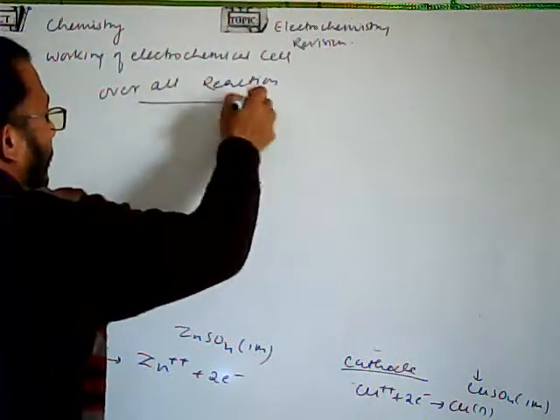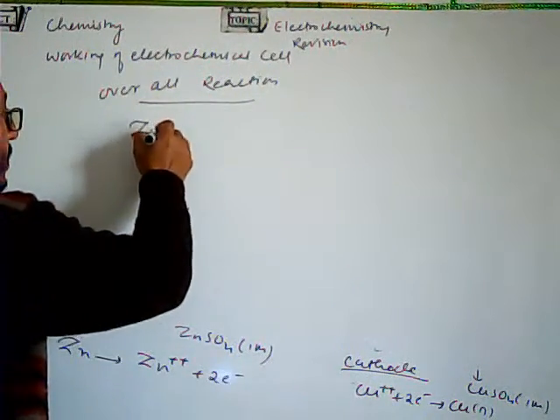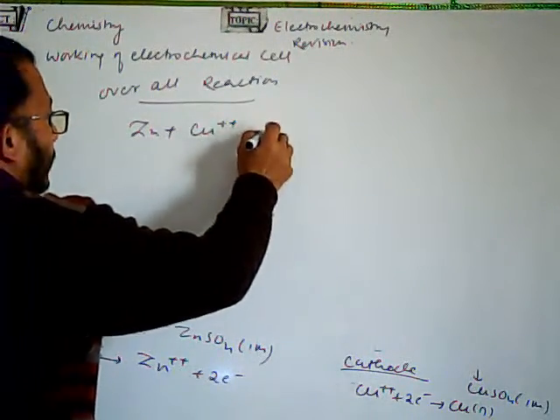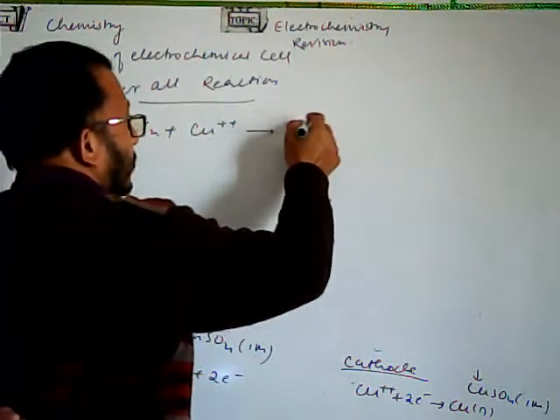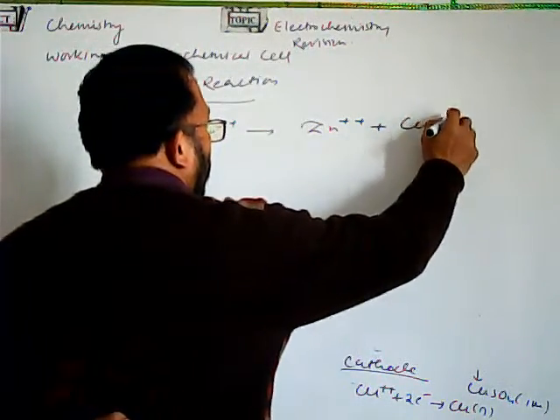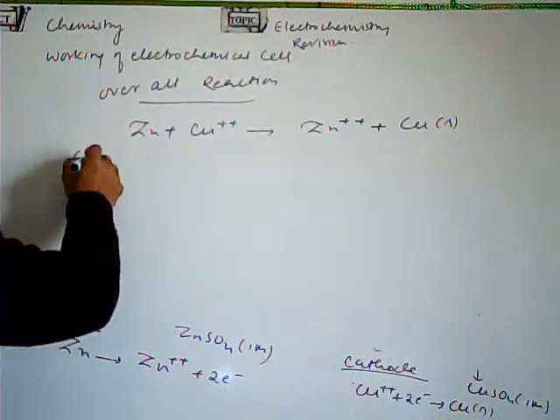Now, the overall reaction is: add these two. So zinc is combining with copper 2 plus to form your zinc ion plus copper. This is the overall reaction. And how do we represent the cell?